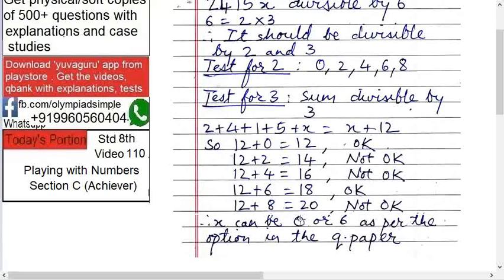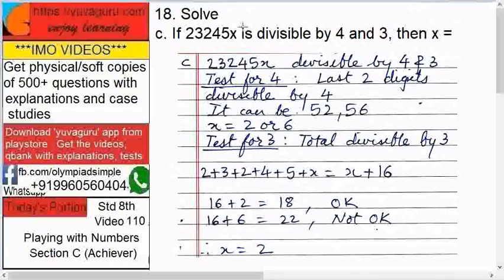But this won't happen. Or 0 comma 6 would be one option, and other options can be 2 comma 3, whatever it is. So 0 comma 6 would be the correct option in that case. Next is, if 2, 3, 2, 4, 5, x is divisible by 4 and 3, then x equals to, means this is a number and last digit is x.